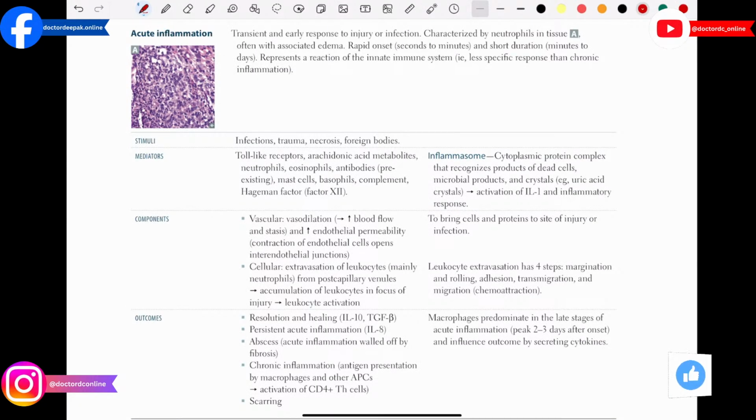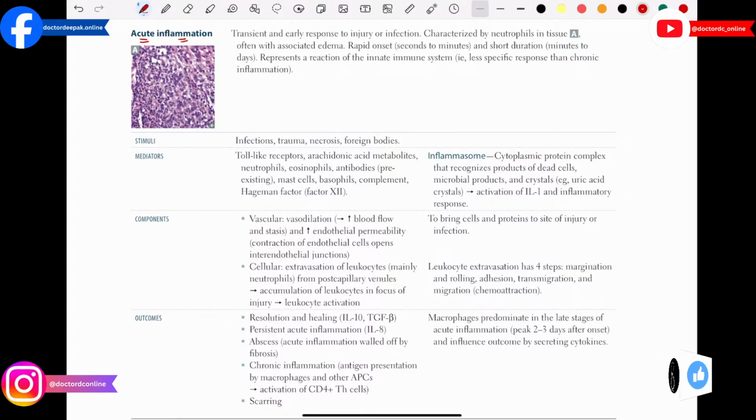Okay guys, so let's discuss the next topic, that is acute inflammation. Before starting acute inflammation in detail, we have to understand the basic principles. So first of all, why is inflammation going to occur in your body, and when is it going to occur? Always remember one thing: inflammation basically occurs in response to infection. Whenever there is injury or any kind of infection in your body, that will lead to inflammation.